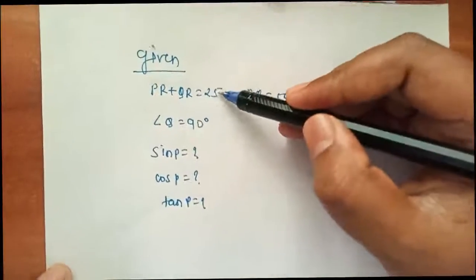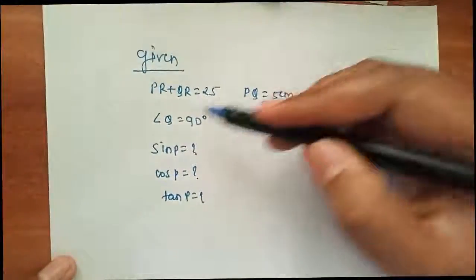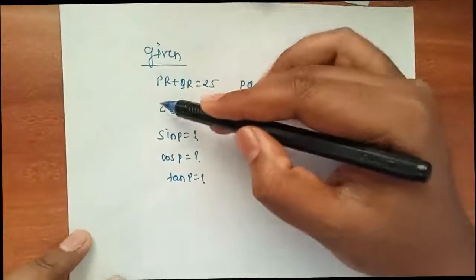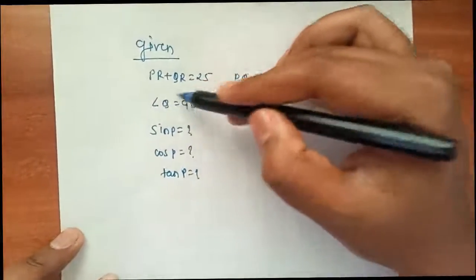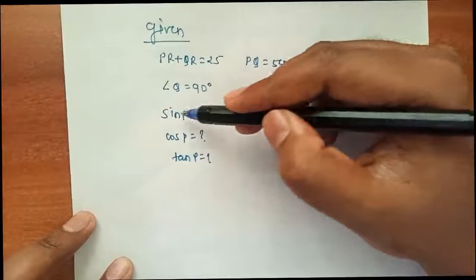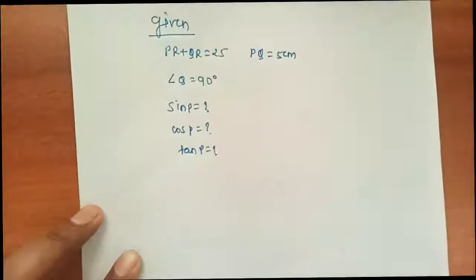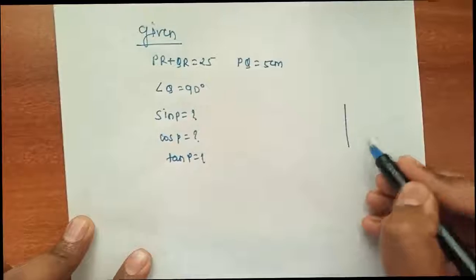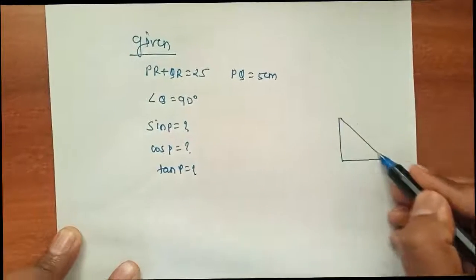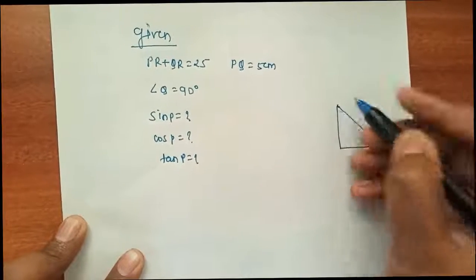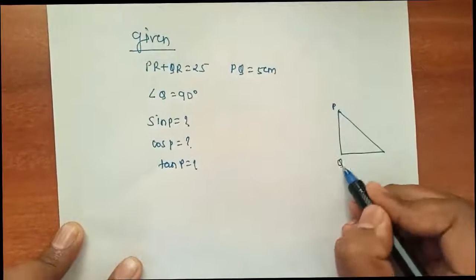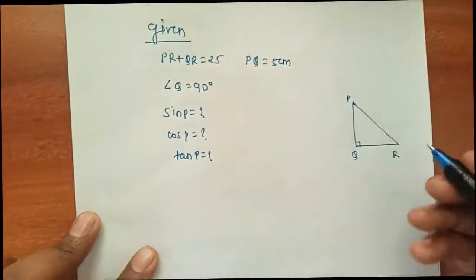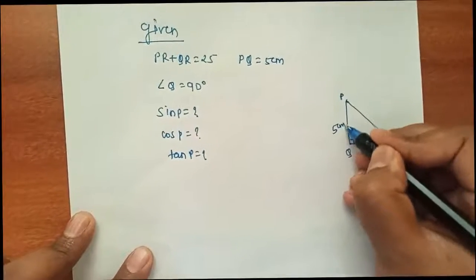PR plus QR is equal to 25, PQ is equal to 5 centimeter, angle Q is equal to 90 degrees. Sin P, cos P and tan P we have to find out. So as usual we will draw one right angle triangle. This is P, Q should be at right angle, this is R. Next they have given PQ is equal to 5 centimeters.